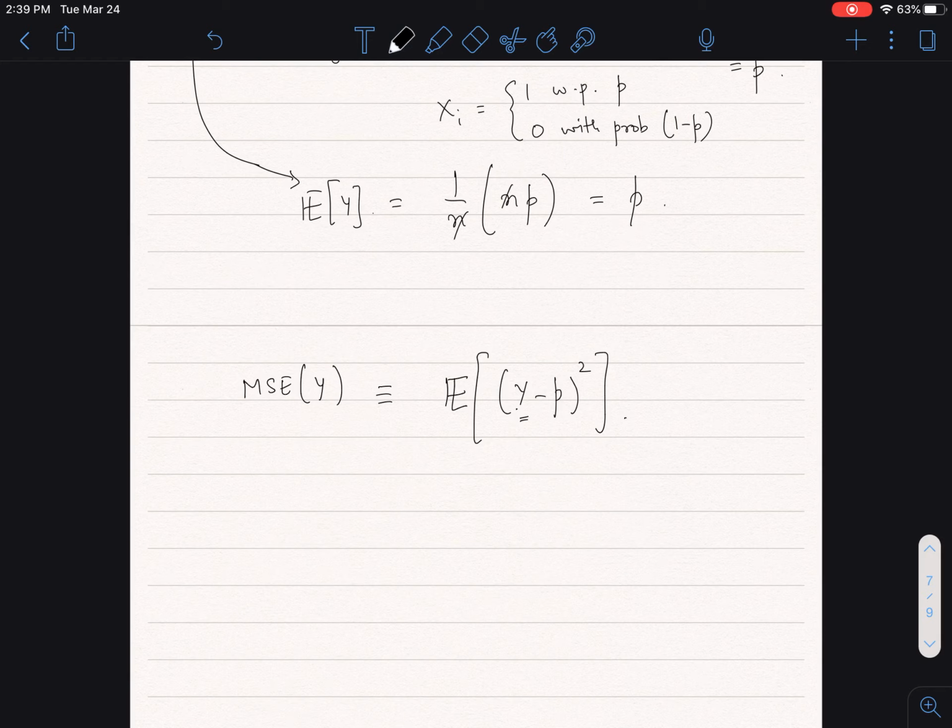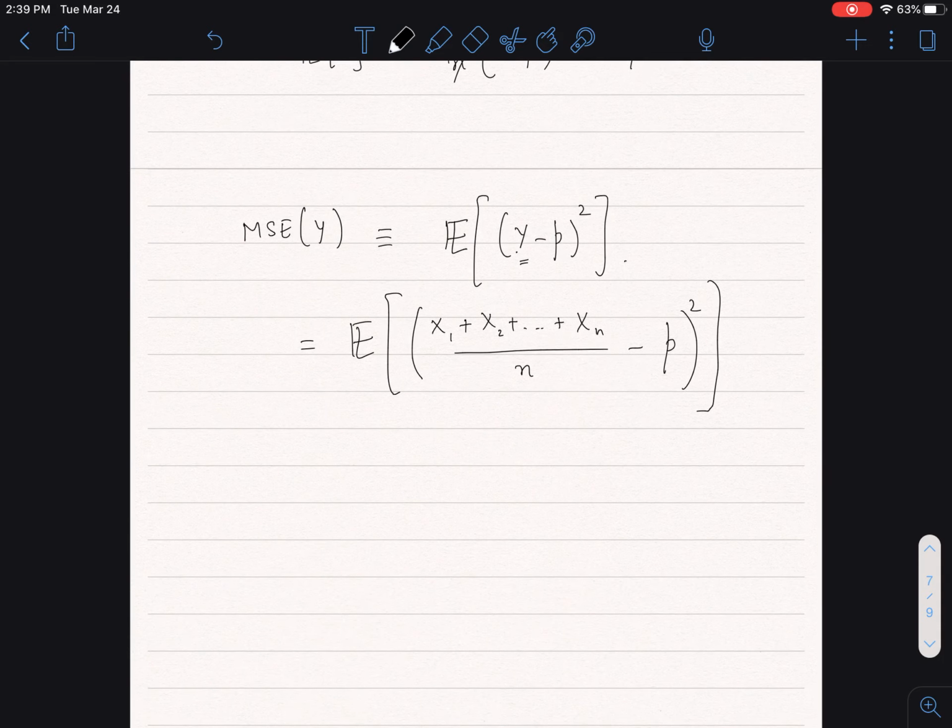Okay, so what is this? This one is the expected value. Let's plug in y. It looks messy, but it doesn't matter. So it's x1 plus x2 plus up to xn, divided by n, minus p, the whole squared. You will do a similar computation in your homework, so here's a heads up, in homework 5. Okay, so this is the expected value. I just plugged in the definition of y.